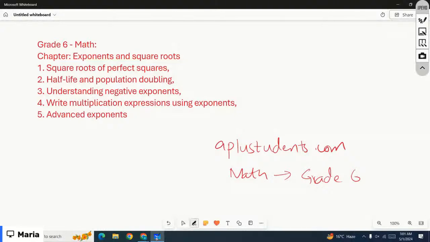The lessons we are going to cover today are square roots of perfect squares, half-life and population doubling, understanding negative exponents, write multiplication expressions using exponents, and advanced exponents. So please make sure that before the next session you complete all the practice questions for the lessons we did today. That is your homework until the next session. Please make sure you have your notebook and pencil so that you can note down the important examples and definitions as well.